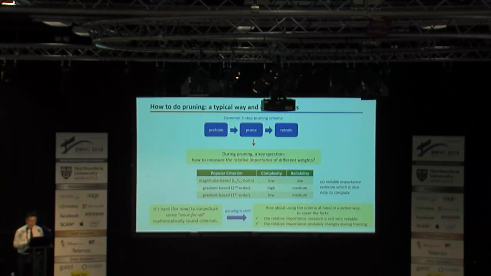Well, normally the typical way to do pruning is like this. Firstly, we prune unimportant weights or weight groups, which are the columns in our paper, and then retrain the whole network to regain accuracy. Then a problem arises: how can we measure the relative importance of different weights? The literature has proposed several measures, such as L1, L2 norm, or first or second order gradients. It is hard to conjecture a once-for-all mathematically sound criterion because, first, the relative importance measure is not very reliable, and second, the relative importance probably changes during training.